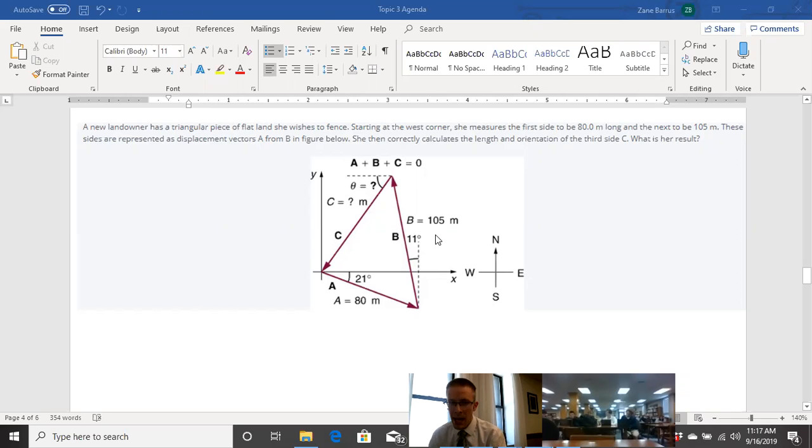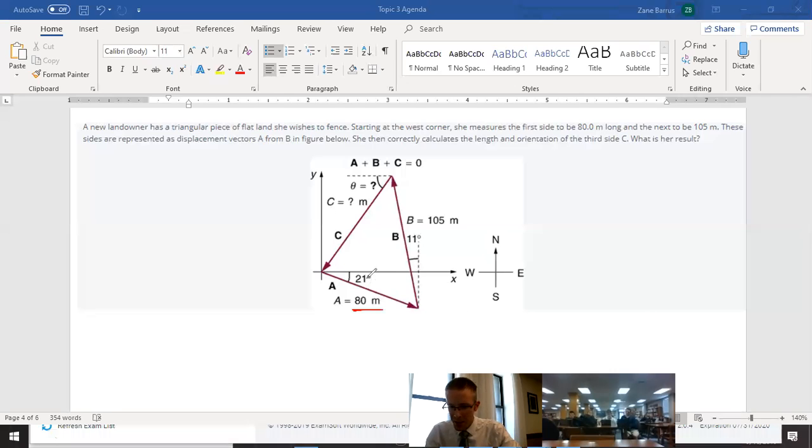Okay, so we have this landowner. She's measuring for a fence. She's measured 2 segments of the fence already. She wants to know what the third segment's going to be. The first segment she measured was 80 meters right here, at an angle of 21 degrees below the x-axis. Then from the point that she ended at, which is this dot, she measured her next segment for fencing to be 105 meters, at an 11-degree angle from the vertical, which you can see right here.